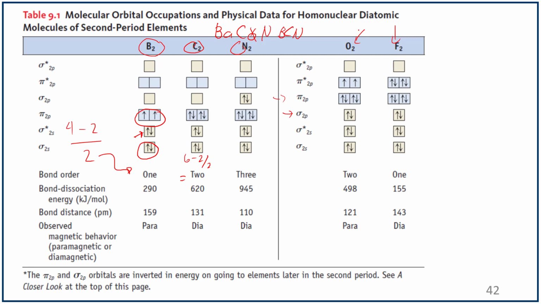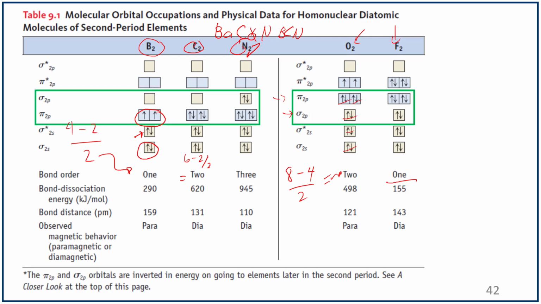Again, let's calculate the bond order for oxygen. How many bonding electrons do we have? 2, 4, 6, 8, so that's 8 bonding electrons, minus how many non-bonding do we have? 2 and 4. So it's going to be 4 divided by 2, which is equal to 2. And then fluorine, which is diamagnetic, has a bond order of 1. Again, keep track of these two and how they are different from boron, carbon, and nitrogen, the Bacon series.